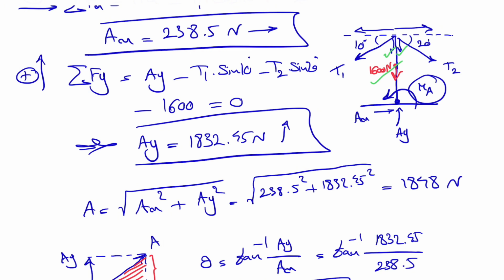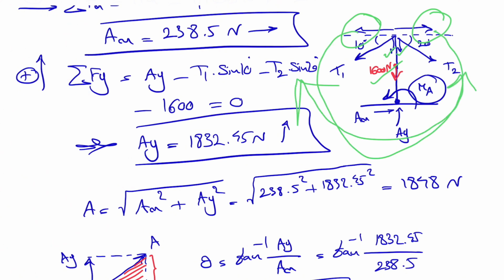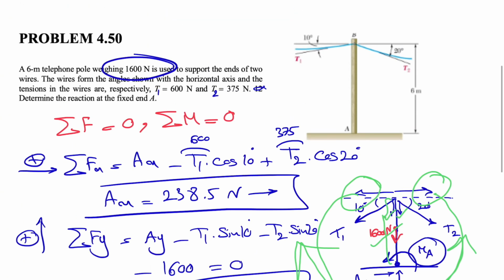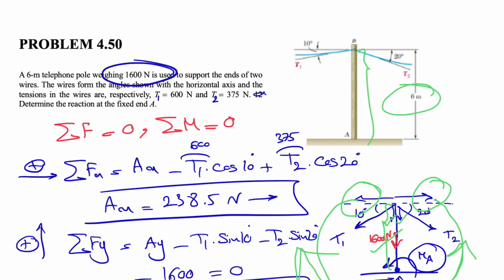So all we have to do is to find the moment of the X component of T1 and the X component of T2. And we already figured out the X component is T1 cosine of 10 and T2 cosine of 20 degrees. And T1 is gonna make a counterclockwise moment, positive, and T2 is gonna make a clockwise moment. So a positive sign for T1 and negative sign for T2. And that's pretty much it. And the distance that we have is pretty much the length of the pole, which is 6 meters. So from the figure we know that the length of AB is 6 meters.